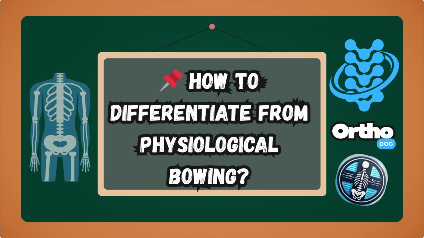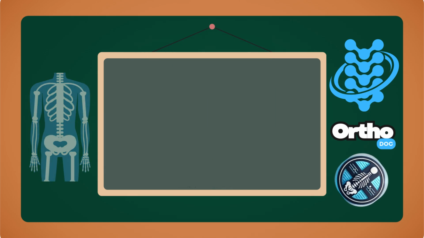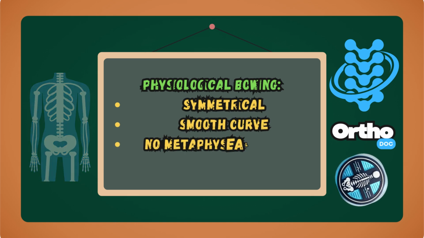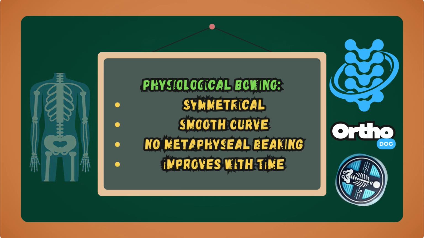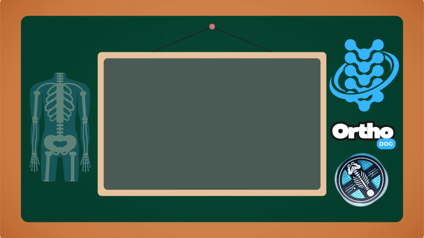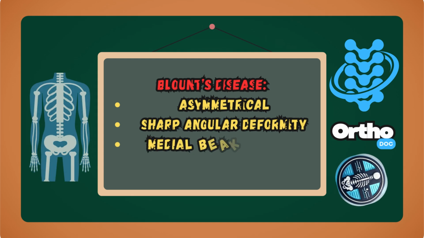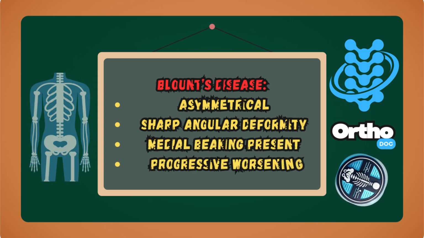How to differentiate from physiologic bowing. In physiologic bowing, bowing is symmetrical. There's a smooth curve, no metaphyseal beaking, and improves with time. While in Blount's, there's asymmetrical bowing. There's a sharp angular deformity, medial beaking present, and is progressive.